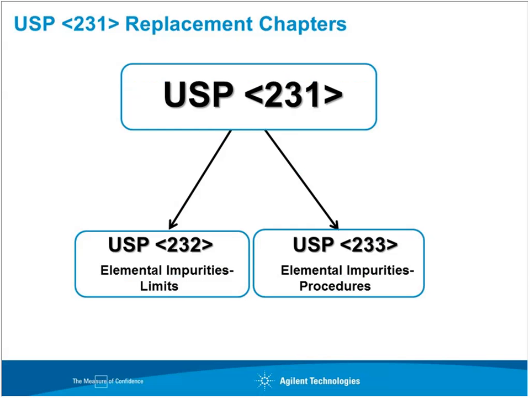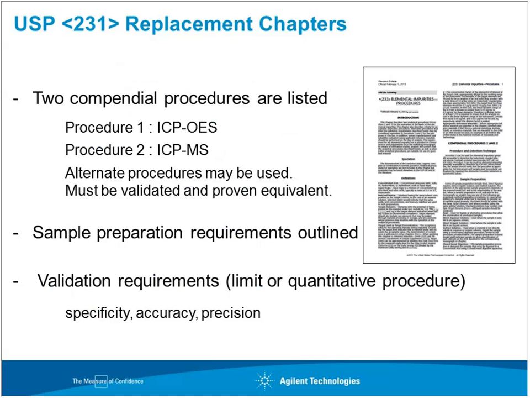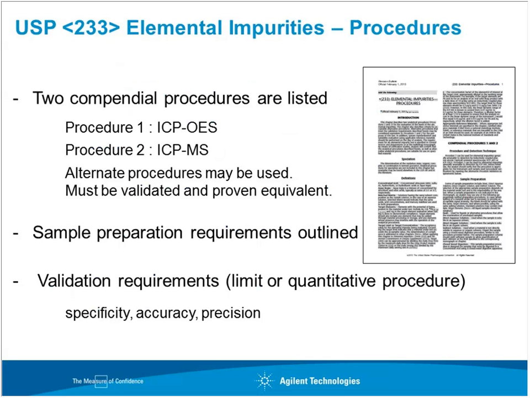Okay, so now we're going to explore 233, which addresses the procedures. For 233, the elemental purity procedures, we can see that there are 2 compendial procedures listed. Procedure 1 is ICP-OES, and Procedure 2 is ICP-MS. It should be noted that alternate procedures may be used, but any alternate procedure must be validated and proven equivalent. In this chapter as well, sample prep requirements are outlined.